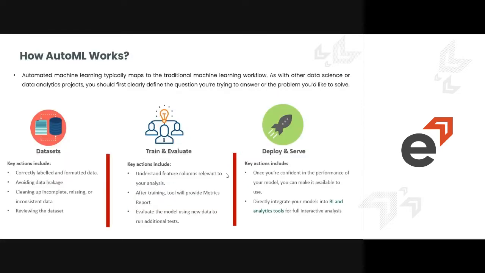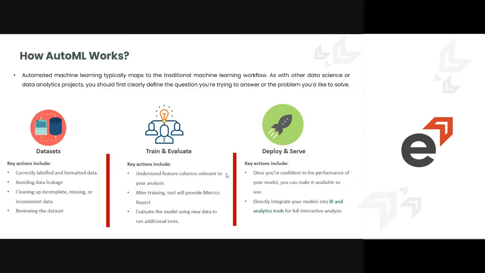Now coming to the next part, how it actually works. As I mentioned, it's automated machine learning, and it maps the traditional machine learning workflow. First we input the data set, then we train it, we evaluate it, we deploy and serve, and we use it in our analytical tools. Now, what are the key actions included in each step while using the Qlik AutoML tool?